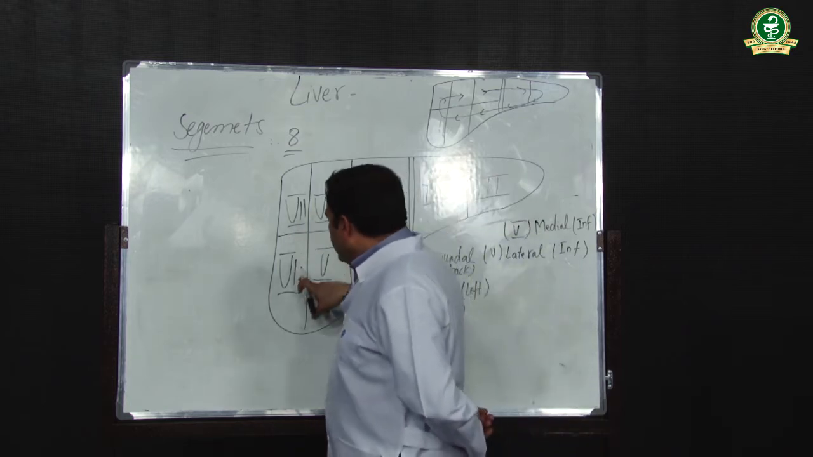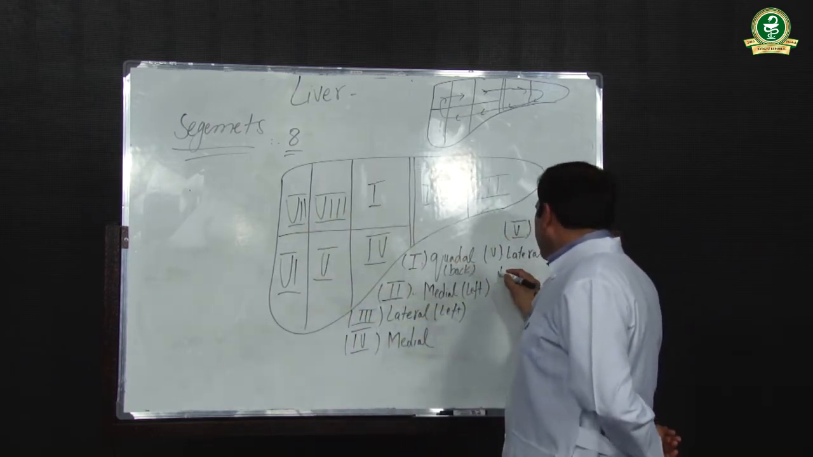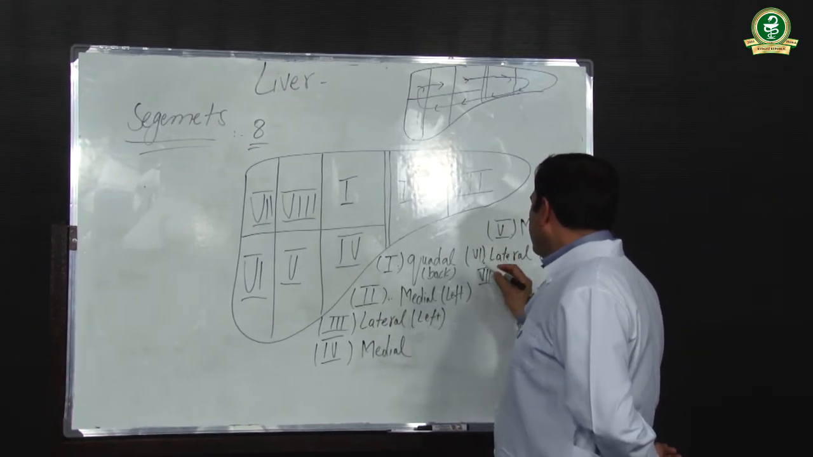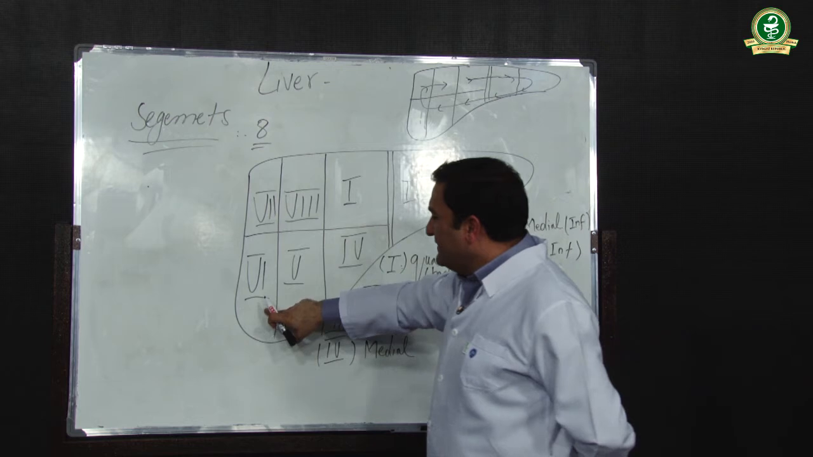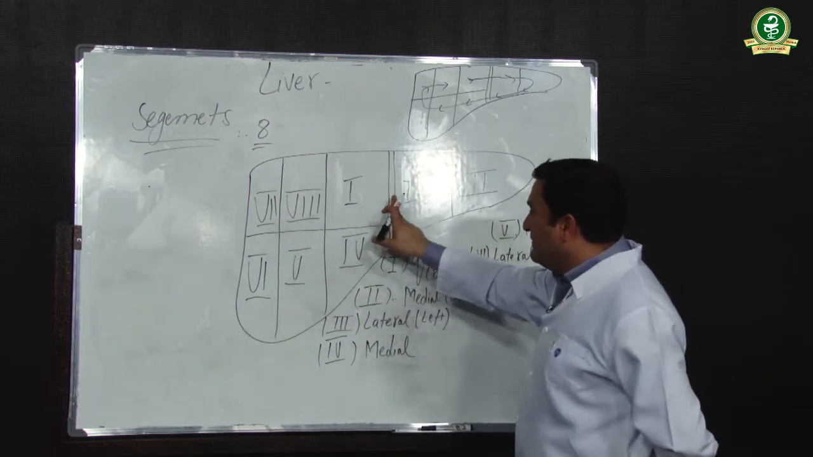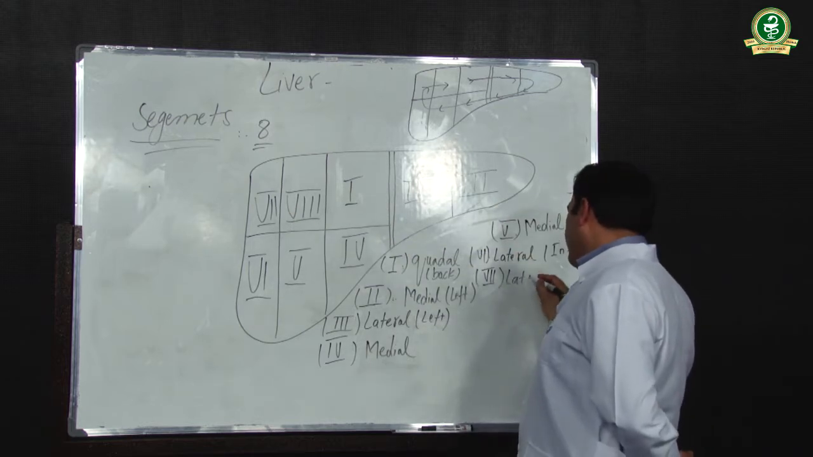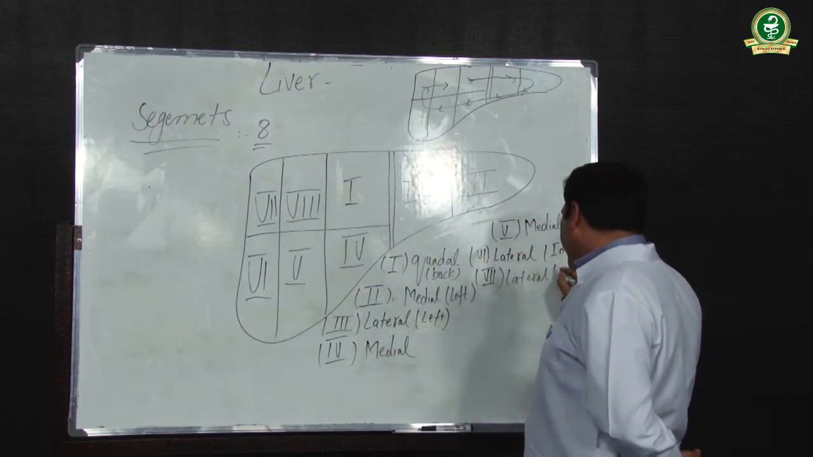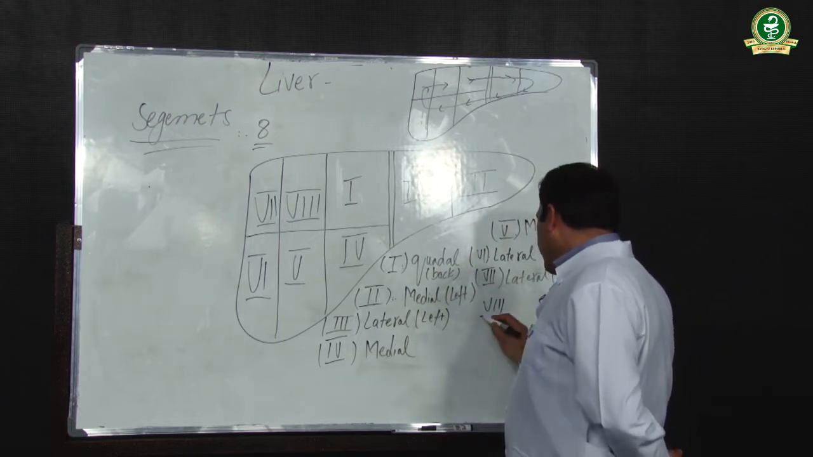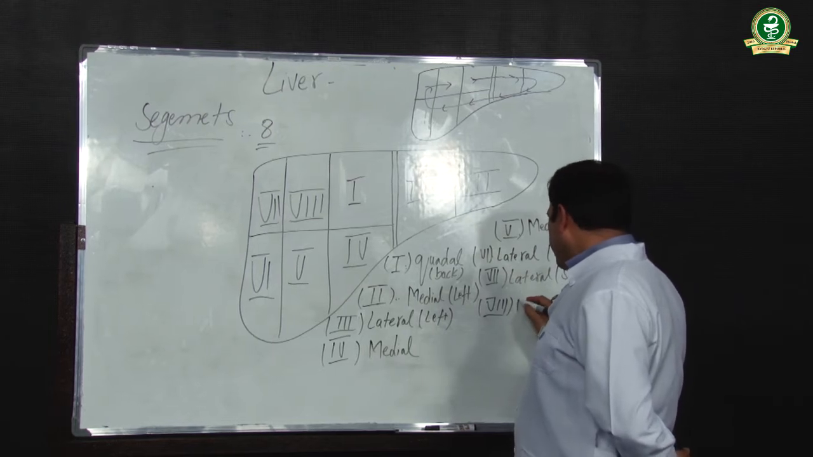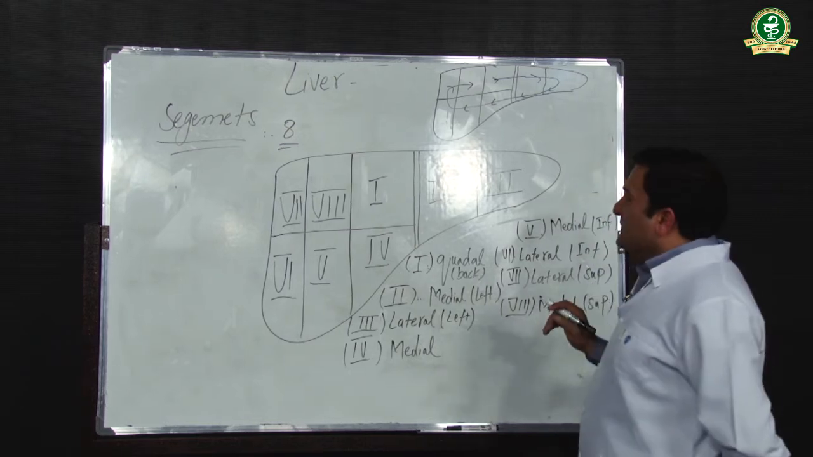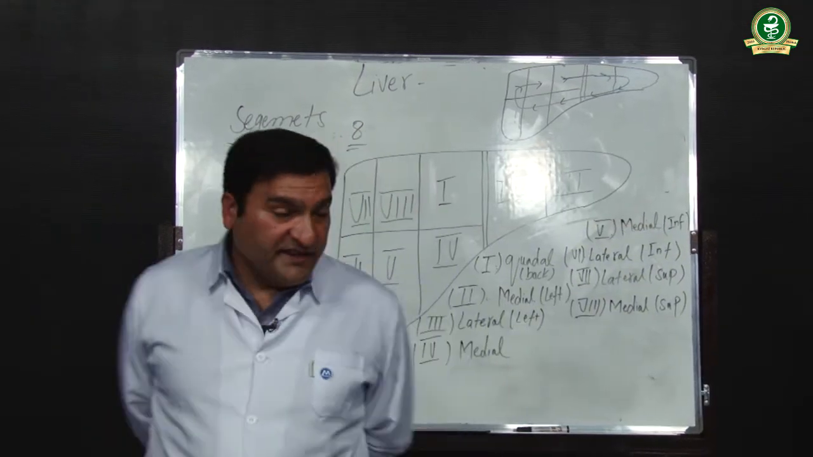Then the seventh, that is the superior side while that was inferior, away from the center line, so lateral but superior. The last segment is known as medial but superior. These are our segments of the liver, eight segments.